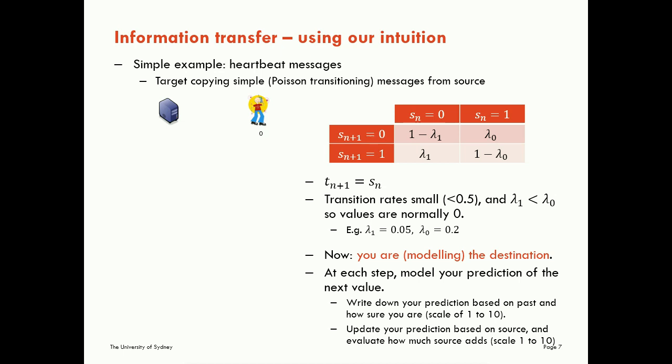Okay, so what would you predict right now? If you know it's down, and you know when it's down, it generally stays down for a while, you probably predict it's still going to be down, right? But how sure are you of that? Then I want you to update your prediction based on the values that we see in the source and evaluate how much the source adds to that prediction on a scale of 1 to 10. In this case, we saw a 0 from the source. Now, obviously, when we see the value of the source, that's completely telling us the value of the target in this example. But we were pretty sure the target was going to be a 0 already, right? Because we knew it was already down, and that once it's down, it tends to stay down.